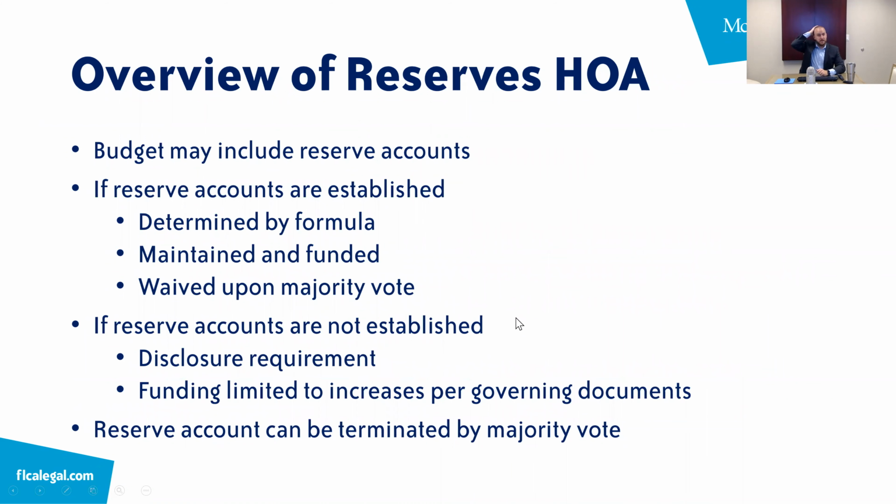So for HOAs, the budgets may include reserve accounts. If the reserves are established, then it's determined by a formula, must be maintained and funded, and it can be waived upon majority vote. If reserve accounts are not established, you have to have a disclosure requirement, and funding is limited to increases per the governing documents. The main thing is that for an HOA, you have 3 ways that you can have reserves. If the developer established reserves in the initial budget, you're required to continue funding those reserves even after turnover. If the governing documents provide for reserves, or if the members vote to establish reserves. Once you have them though, you have to fund them pursuant to a specific formula, which we'll talk about in a little bit.